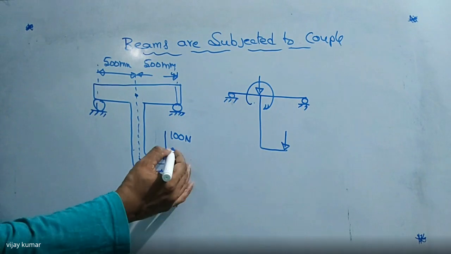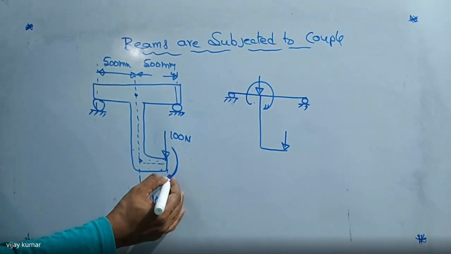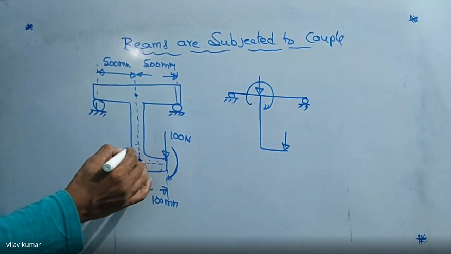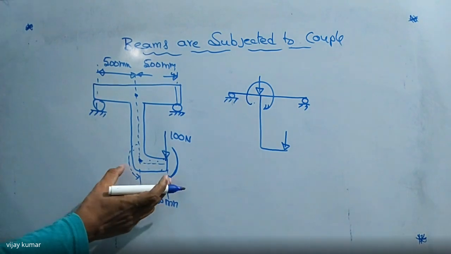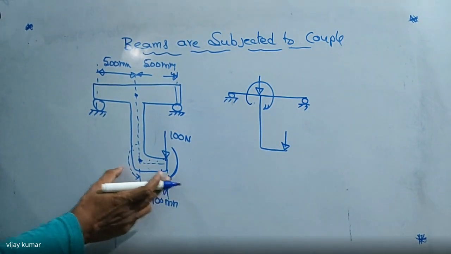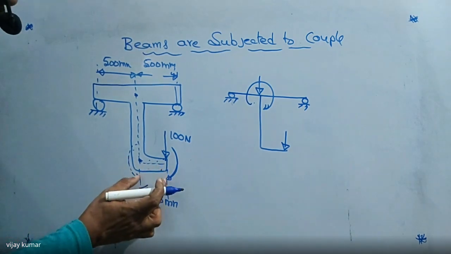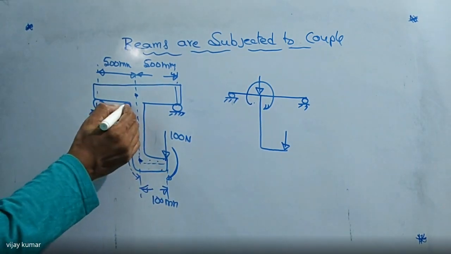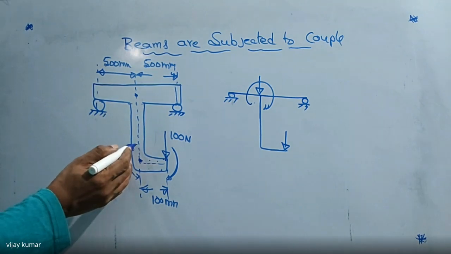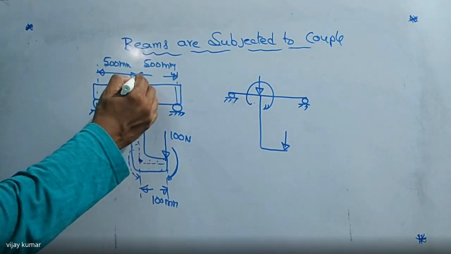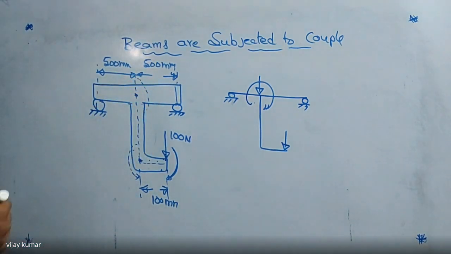See this one. If this applies the moment in this direction, at this point there must be a moment like this. So this is the clockwise moment. This is the anticlockwise moment. Both are in equilibrium up to this portion. If this moment is applied in this direction, this moment will apply in this direction. Did you get my point or not?